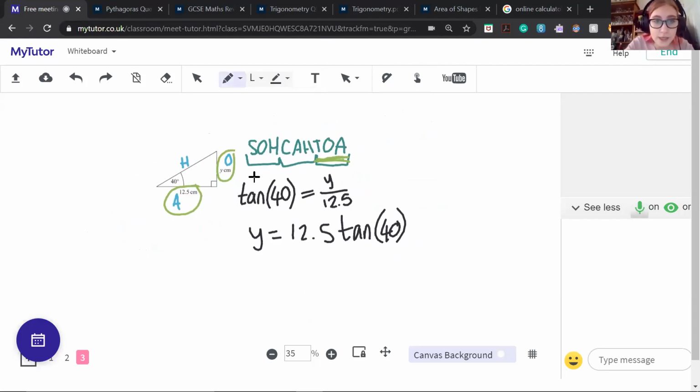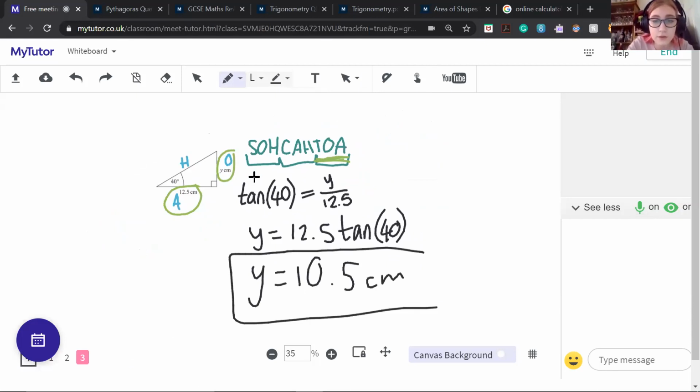And that makes sense. We can kind of see that that works. It looks about right for our thing. So it's 10.5. Cool. A couple of people got that, which is really good. So I hope that makes sense.